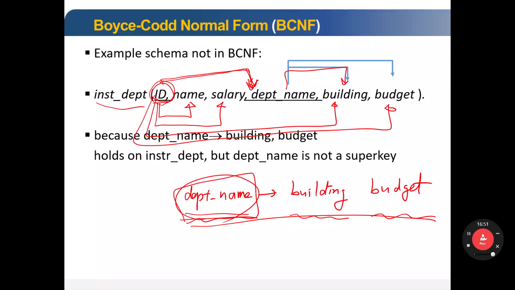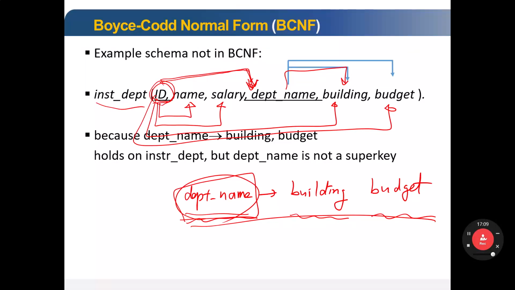So a key should identify a unique record in the table. And in this table, department name alone cannot uniquely identify any record in the table, because there can be duplicate department names in the same table.